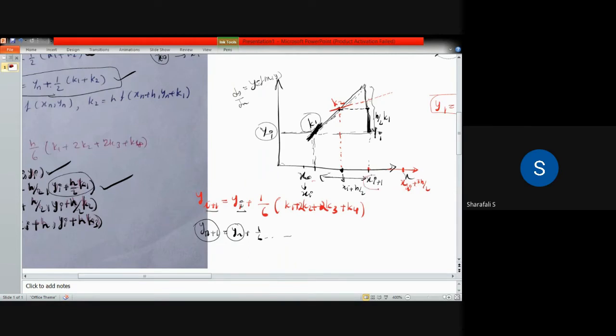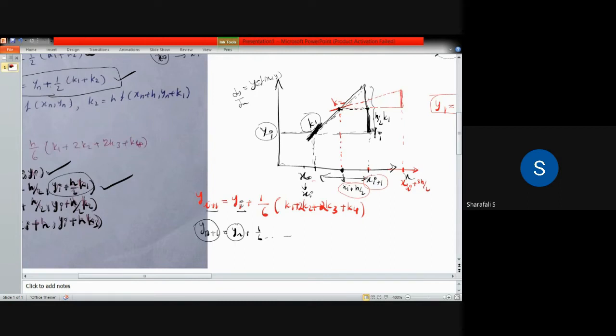Here we have xi plus 1, that will be xi plus h. Then we have to go for this 3h by 2, which is nothing but xi plus 0.5h, this is xi plus 1.5h. So up to that point we have to project this. So this is your K2, right? This is your K2.